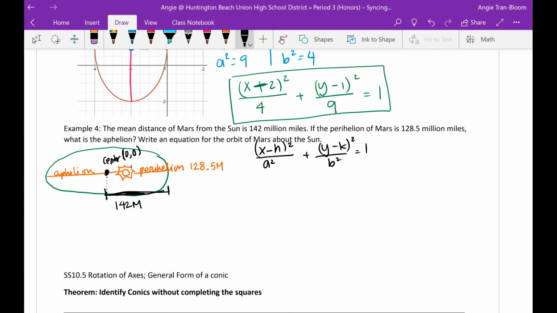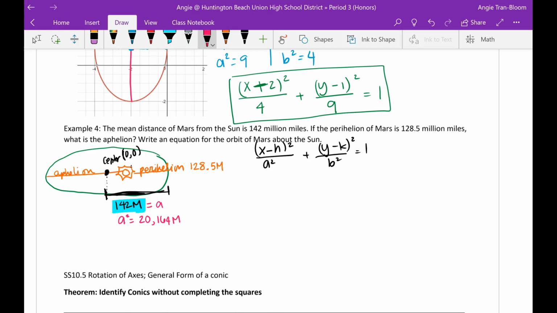I know what the mean distance is. The mean distance is 142 million miles. That is the value of a. To get a squared, I'm going to assume this is all in millions of miles, and I'm going to square it. a squared is 20,164 million miles.